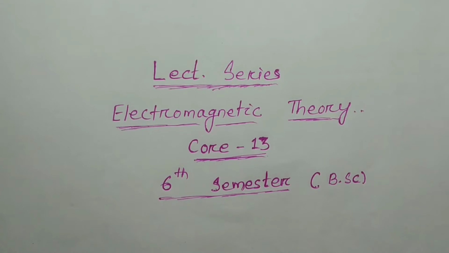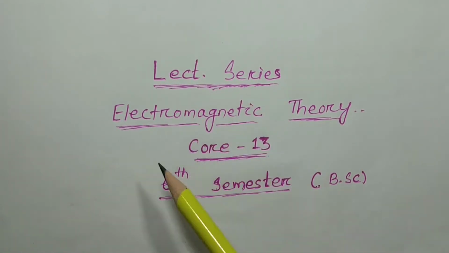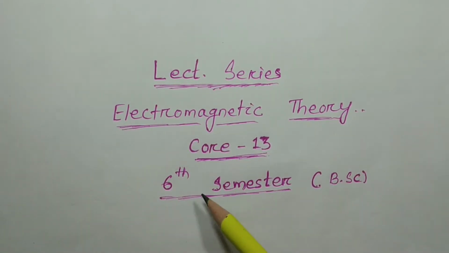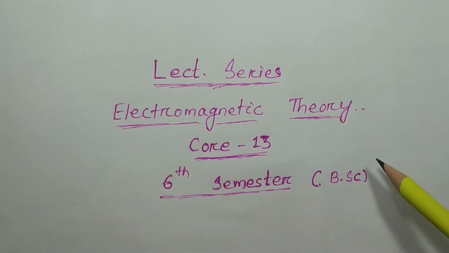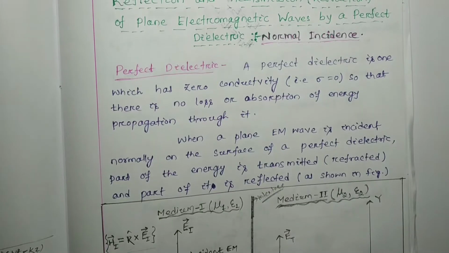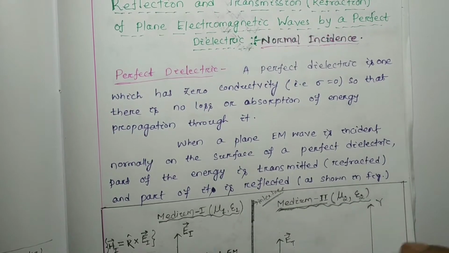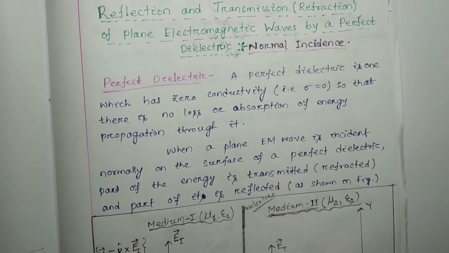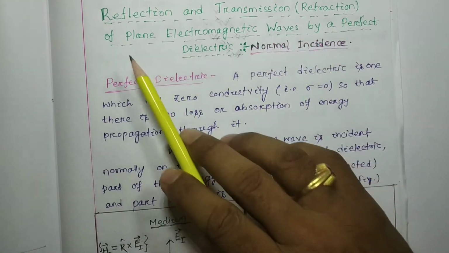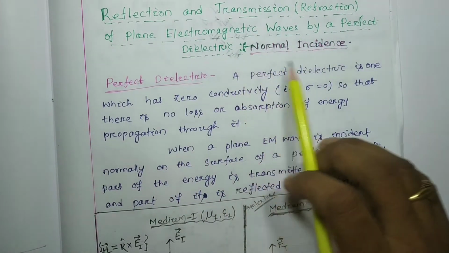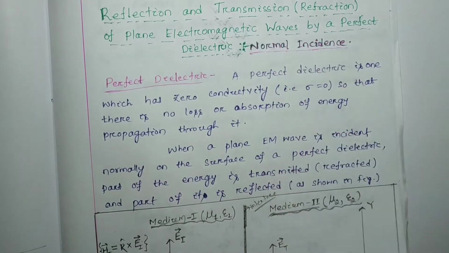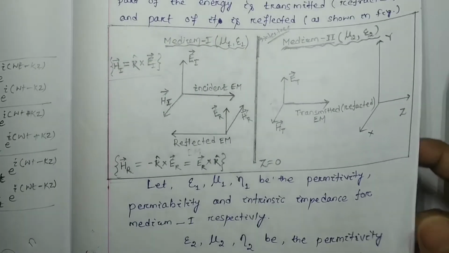I welcome you all to our lecture series on electromagnetic theory, that is your Core Paper 13, which belongs to the 6th semester BSc syllabus. In our last class we discussed in detail the reflection and transmission, or refraction, of a plane electromagnetic wave by a perfect dielectric. The condition was normal incidence, which we discussed in detail.